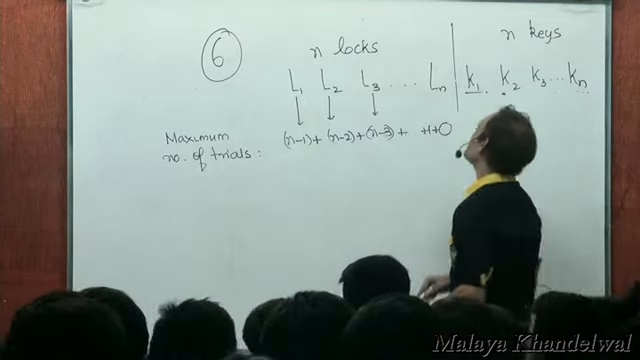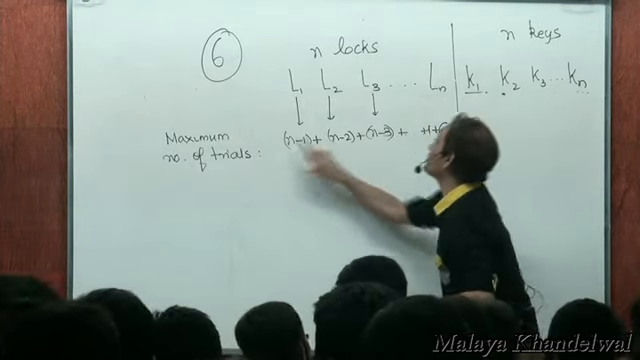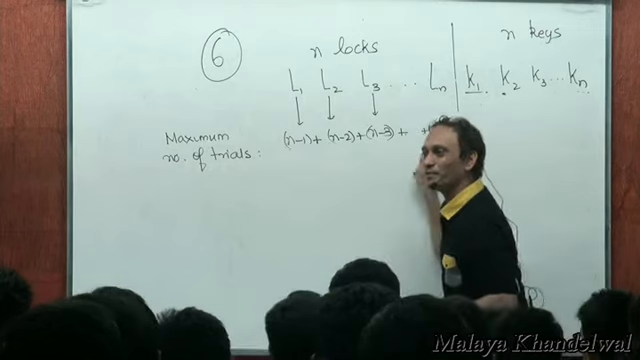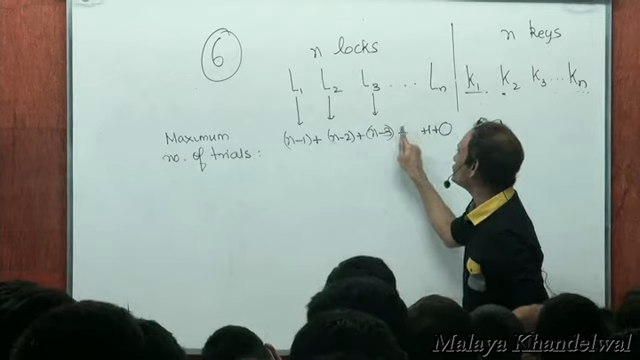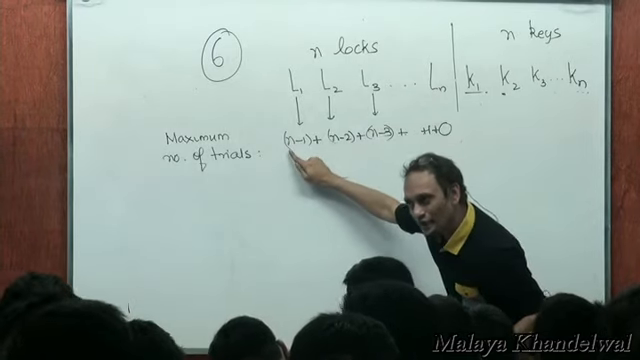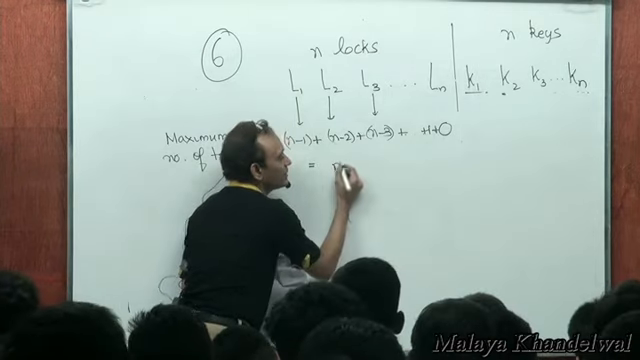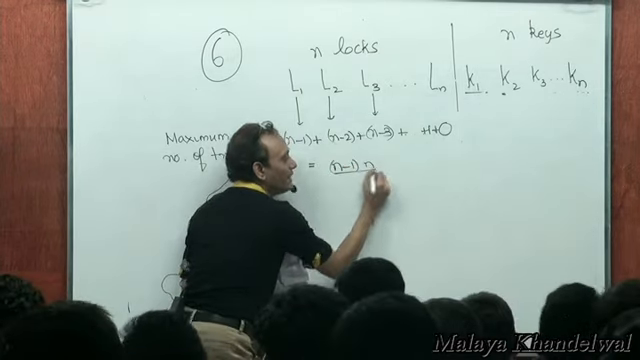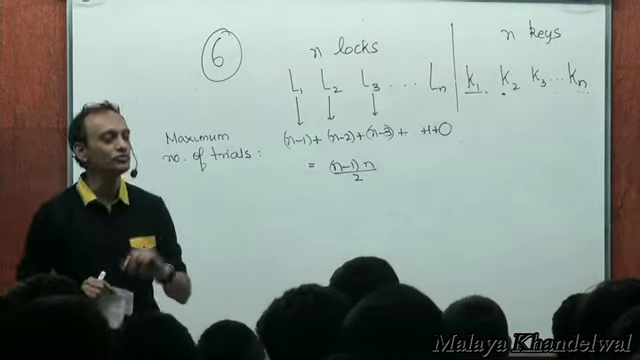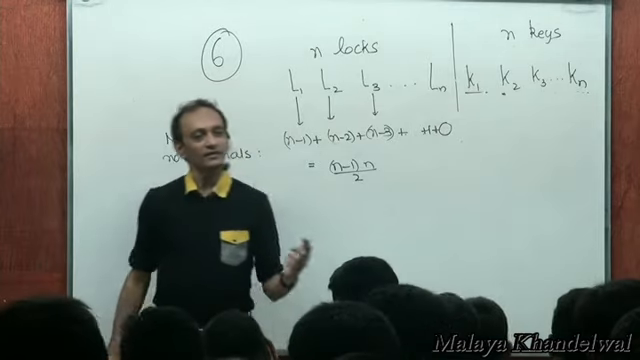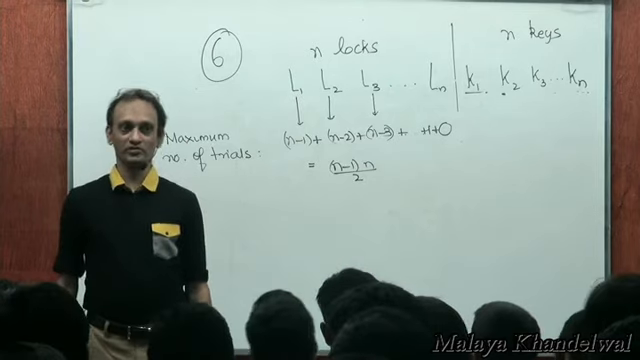Right. So this would be the maximum number of trials. Sum of the first n minus 1 natural numbers, isn't it? 1 plus 2 plus 3, etc., going all the way to n minus 1. Sum of the first n minus 1 natural numbers is, starting from here, n minus 1 into n by 2. You came close. I don't know where you goofed up, but you came close, Prakhar. This would be the maximum number of trials, right?